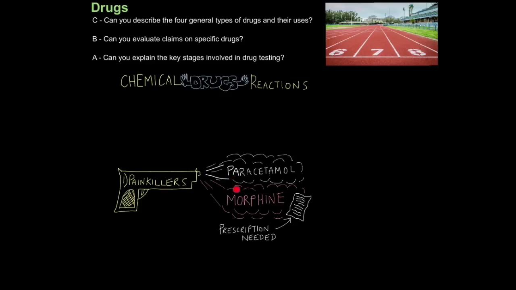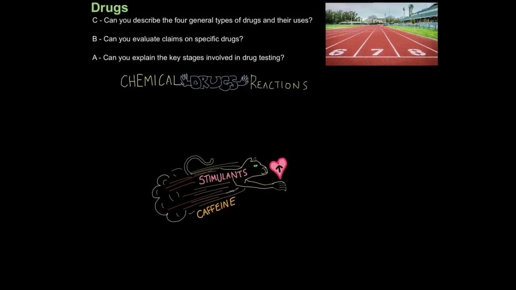Morphine is a far stronger painkiller. The word morphine itself is derived from the Roman god of dreams, Morpheus, who you also may know from the Matrix movies. Now, morphine most certainly requires a prescription from a doctor. It's incredibly strong and addictive. Next up are the stimulants.